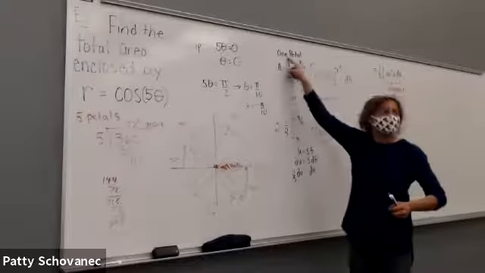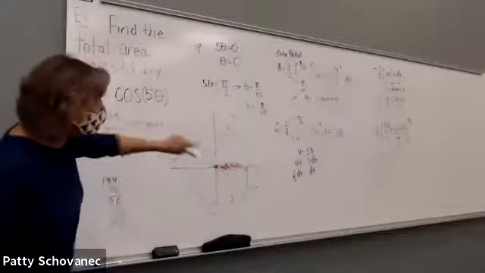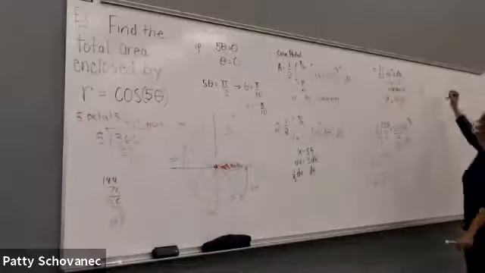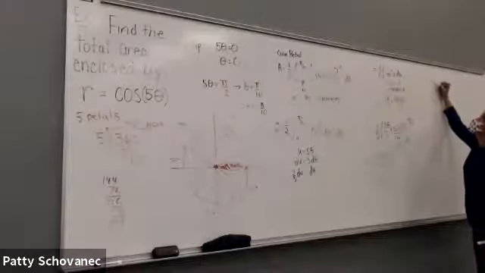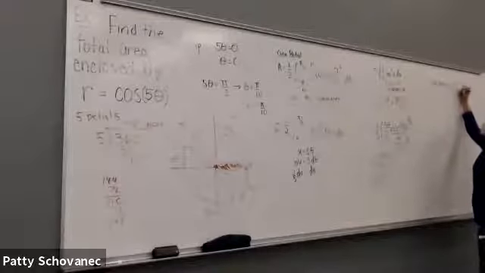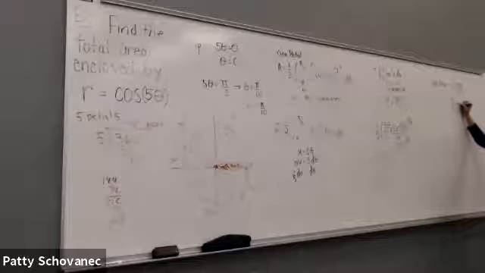That was for one petal. We said we had 5 petals, so the overall area is 5 times that. So the total area is just pi over 4 square units of area.